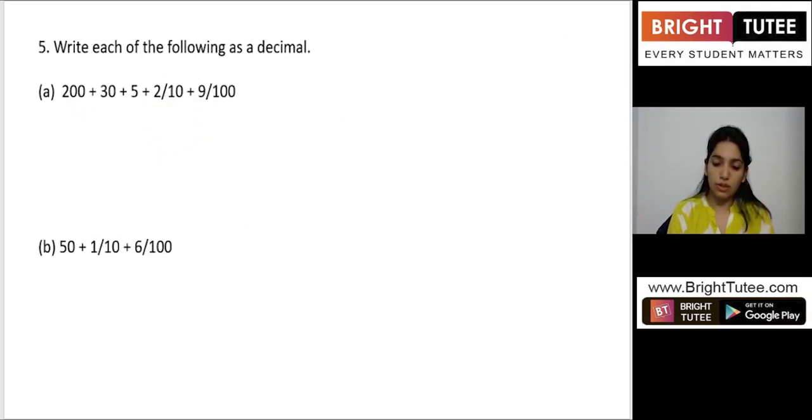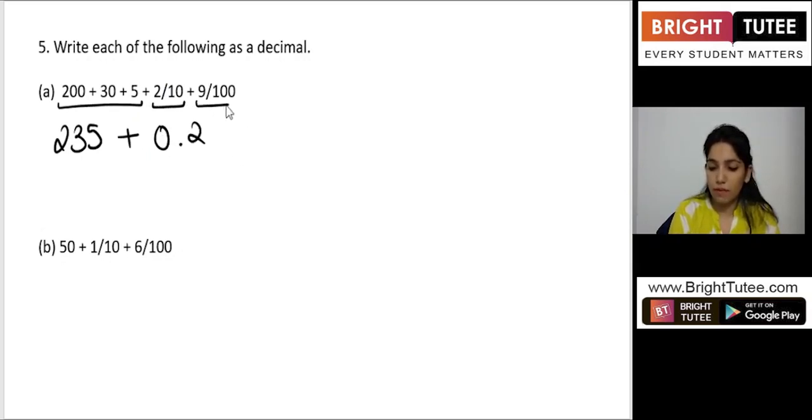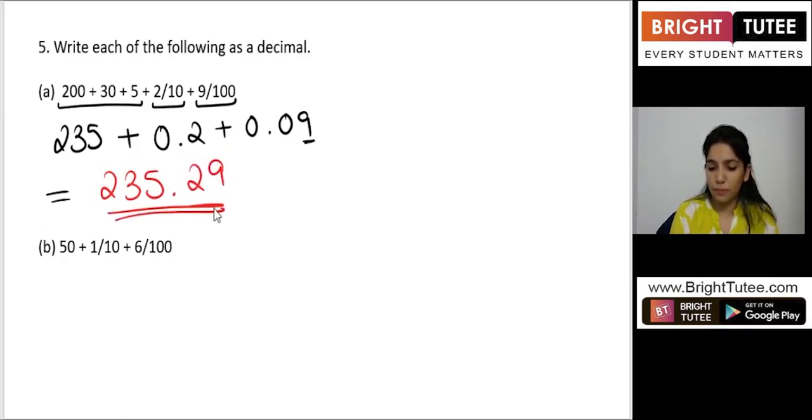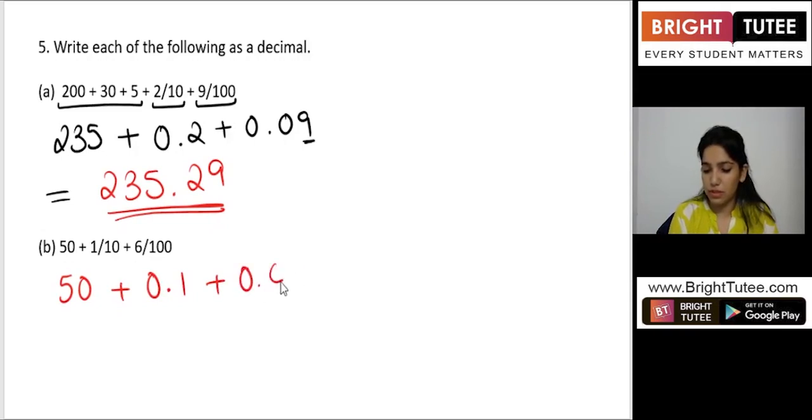Now let's do this one. Here it says write each of the following as a decimal. Okay, so it is 200 plus 30 plus 5. Let's add these whole numbers at first. So it is 235. Then we have got 2 over 10. So it is 0.2. Then we have got 9 over 100. So it is 0.09. Okay, 9 needs to be at the hundredths place. So adding them up, we get the answer 235.29. Clear?